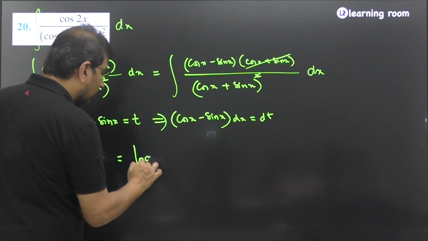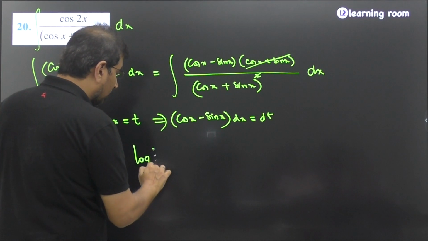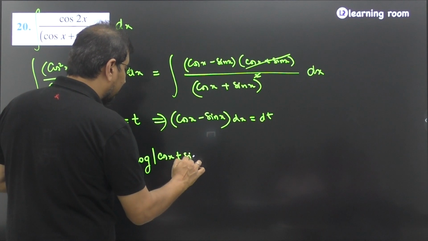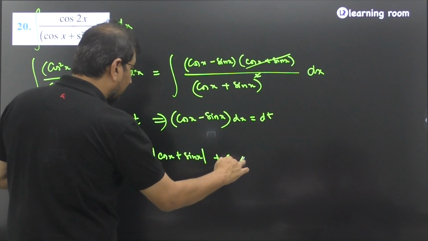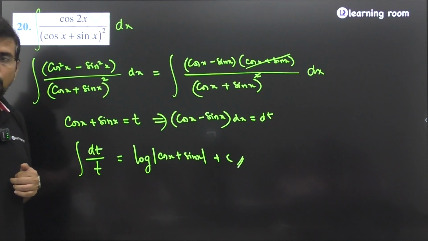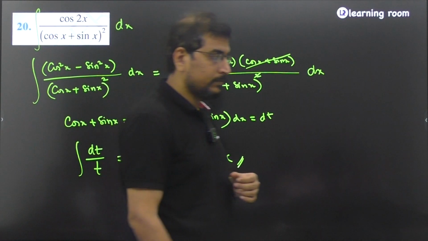Answer will be log of mod t, but t is nothing but cos x plus sin x, plus c. This should be the answer: log of mod cos x plus sin x plus c.